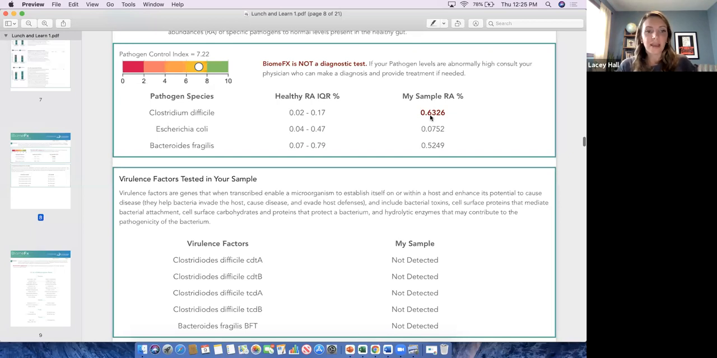Now, C. diff can secrete different toxins, these virulence factors. We do look for those as well, because that also gives us clinical clues as to how serious we need to take this. For this situation, no virulence factors were detected. Great, we're on the right track.